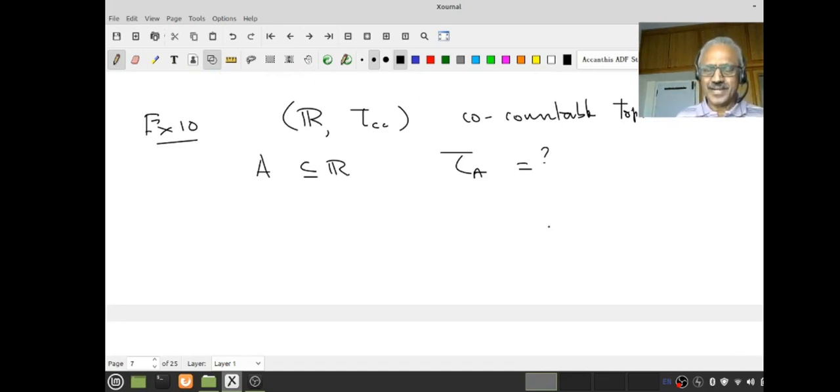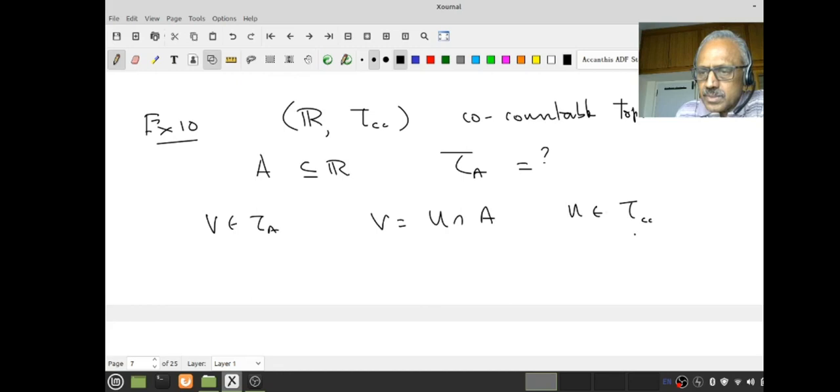Now I can't draw pictures, so I want to work with abstract symbols and explain. Please go through these; these are the kind of things students have problems with in set theory. Anyway, let's do it. Suppose V belongs to tau A. Then what does it mean? V is U intersection A, where U is in tau CC. That means R minus U, that is U complement, is countable.